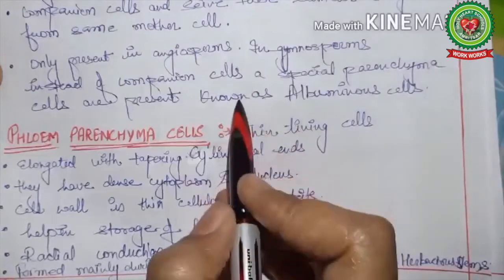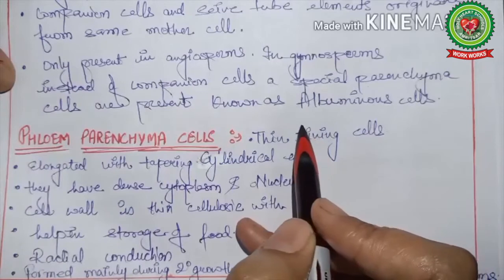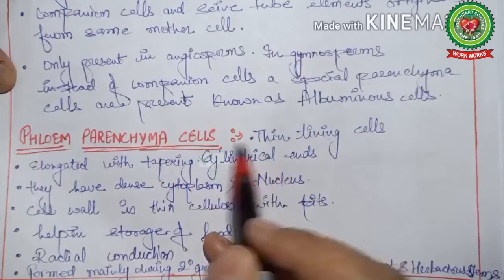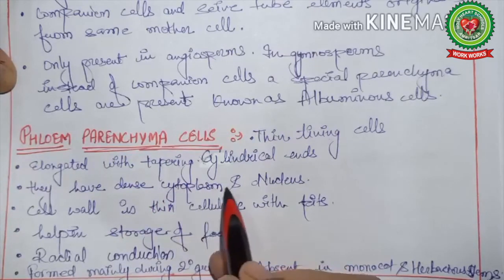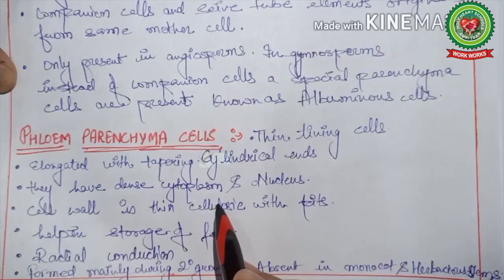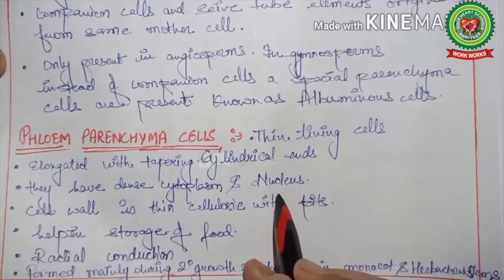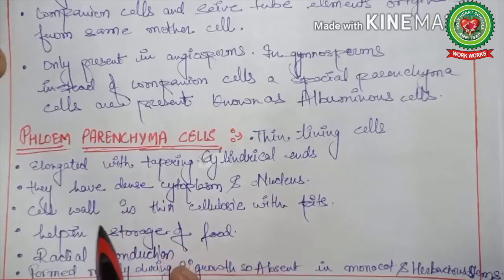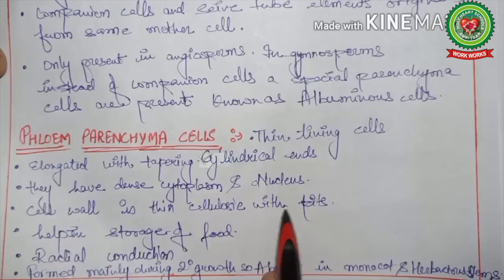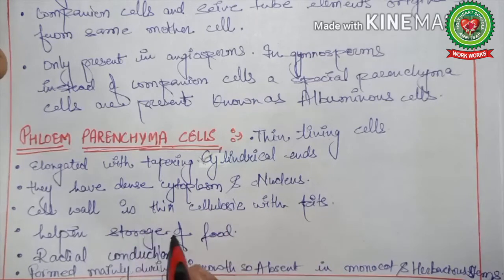Now if we talk about phloem parenchyma cells, these are living cells like in case of xylem parenchyma. These are elongated with tapering cylindrical ends. They have dense cytoplasm and nucleus. Cell wall is thin. Actually cellulose is present but lignin deposition is not there. That is the reason here this cell wall is thin and it is present with pits. Pits means here plasmodesmata. They help in storage of food.